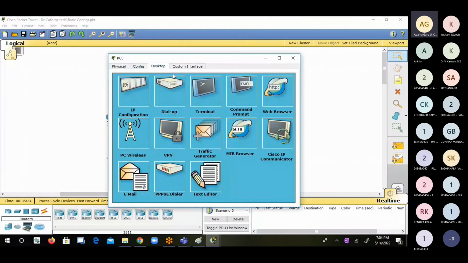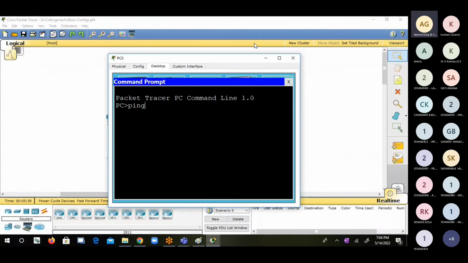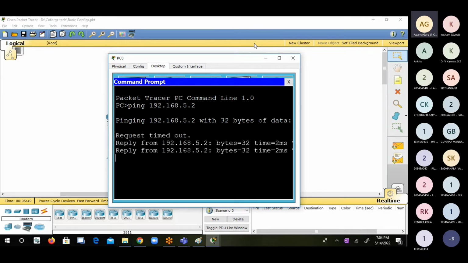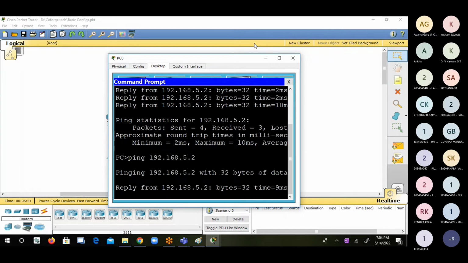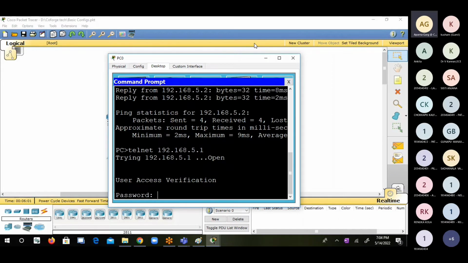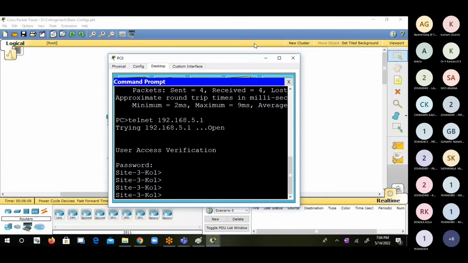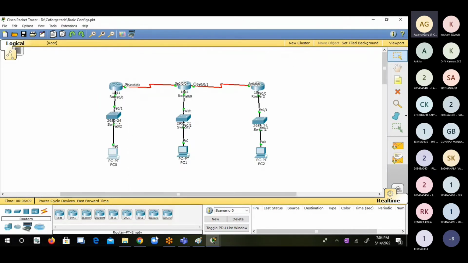From your PC, you can get into the desktop. IP is already there. Go to the command prompt and start pinging 5.2. So this is the PC which is kept at site 3. I can telnet to the site 3 router. One, two, three, four, five. Now it's site 3 from site 1. Got it?